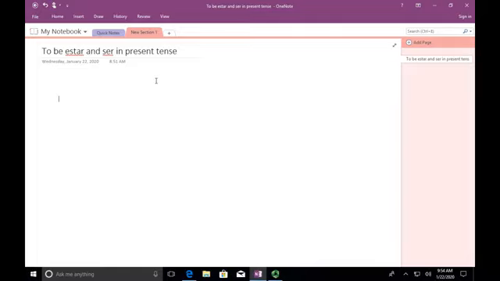We're going to conjugate estar first, and we're going to do it with yo. So it's yo estoy, tú estás, él, ella, usted está, nosotros estamos, and ellos están. Alright, and notice how these are irregular. They do not follow the form of the regular AR verbs.